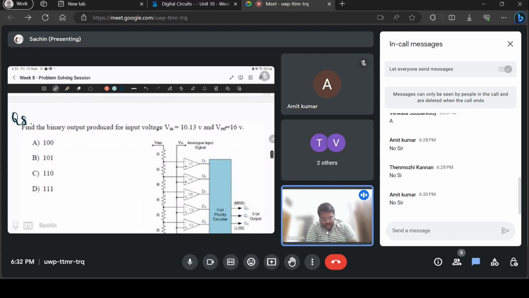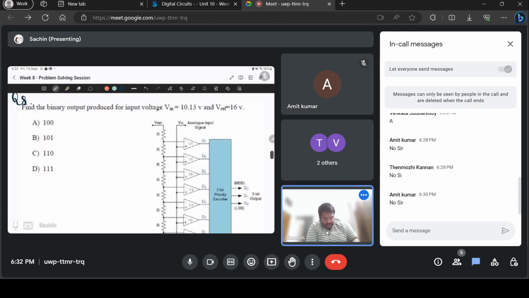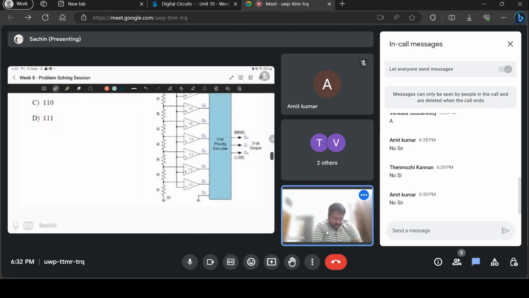Okay, question 8. This is a flash type ADC circuit where the input is 10.13 volts and the reference voltage is 16 volts. When the input voltage of 10.13 volts is converted to a digital signal by this analog to digital converter, what is the number it is converted to? What is the digital signal that you get?